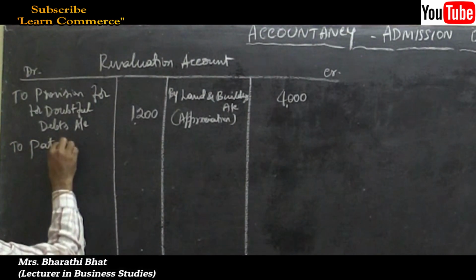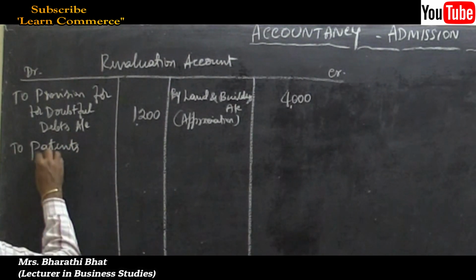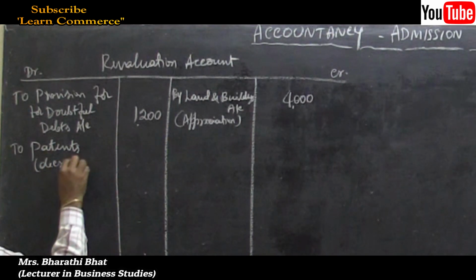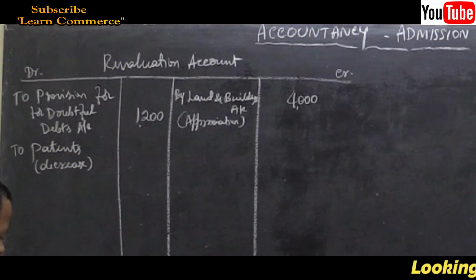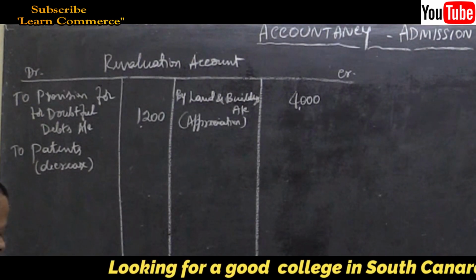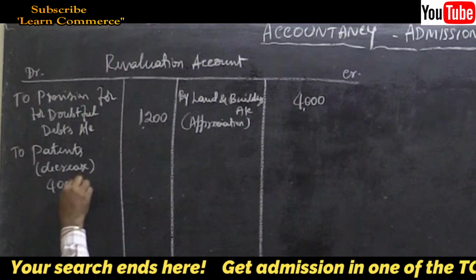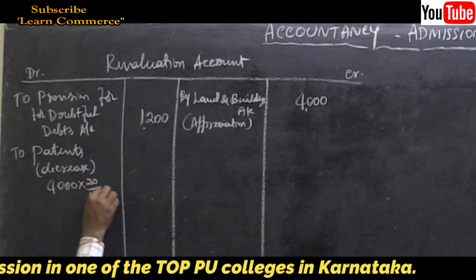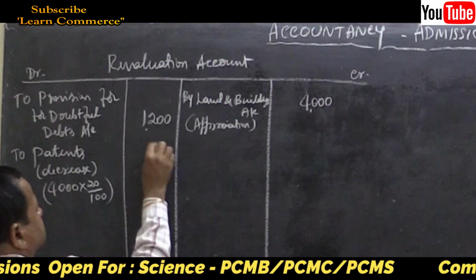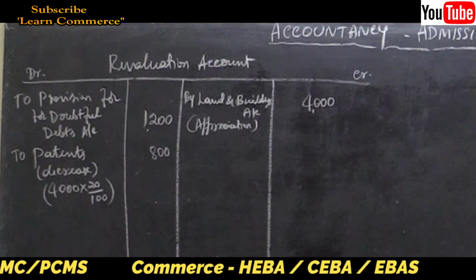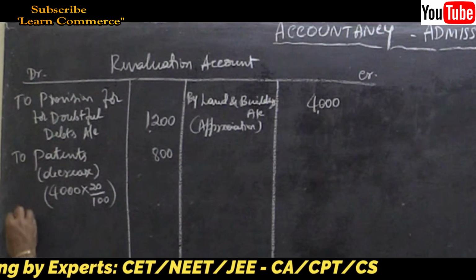Then patents reduced. Patents, don't write depreciation, it is an intangible asset, so write decrease. Patents decrease. That is 4,000 into 20%, which is 800 rupees. Then there is depreciation on machinery.